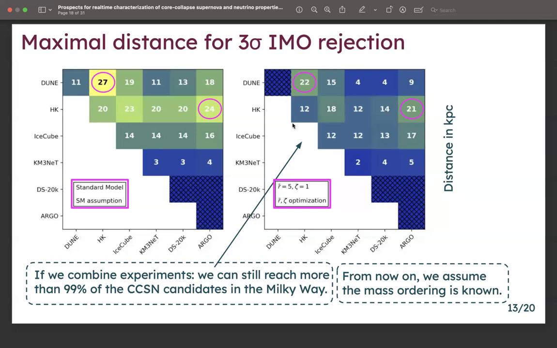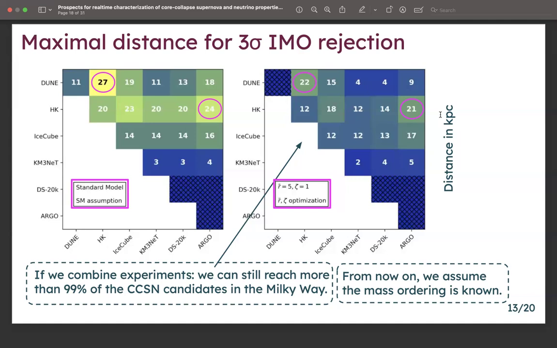And you can observe in every case that as soon as you start combining detectors, you can reach much further. And one important thing is that even if we really knew nothing and had these extra degrees of freedom in the calculation, we are still able to reach 21 and 22 kiloparsec with these combinations here, so DUNE and HK or HK and Argo, which means that we are able to reach most of the galaxy in order to reject one mass ordering or the other.